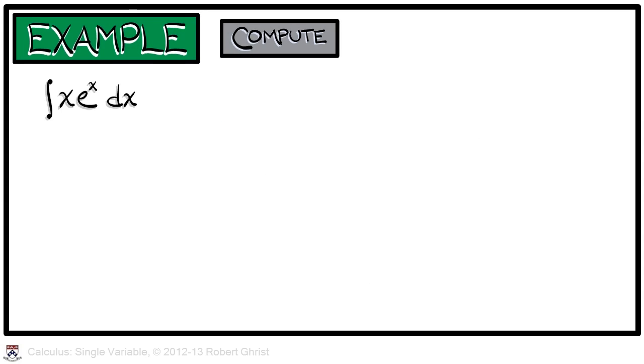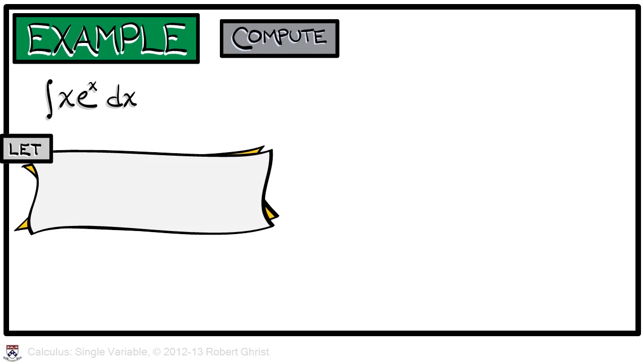Compute the integral of x e to the x dx. In order to apply the integration by parts formula, we're going to have to identify which term should be u and which should be dv. There are choices to be made. Well, let's proceed by taking a guess and seeing how it works. Let us choose as u x and as dv e to the x dx.